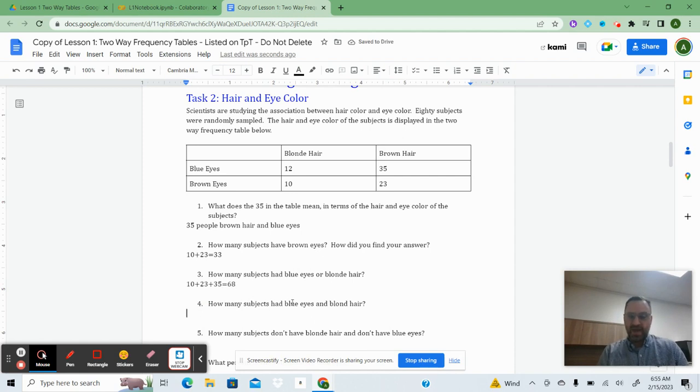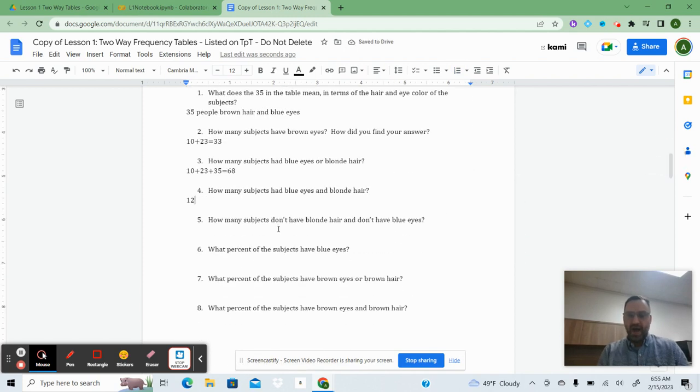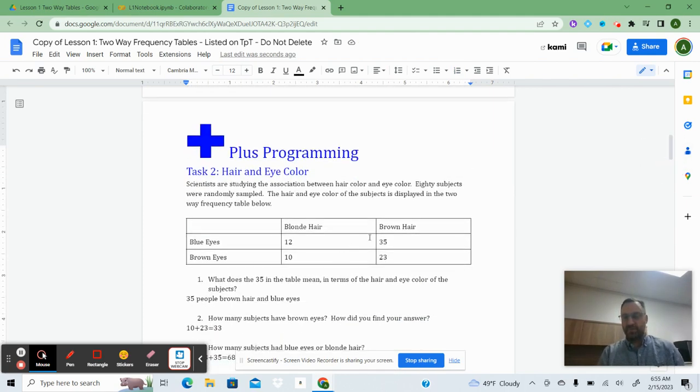How many subjects had blue eyes and blonde hair? I need an E there, it's a little bit of a typo. So blonde hair and blue eyes is 12. How many subjects don't have blonde hair and don't have blue eyes? Don't have blonde hair would be brown hair, and don't have blue eyes means they must have brown eyes, so that's 23.